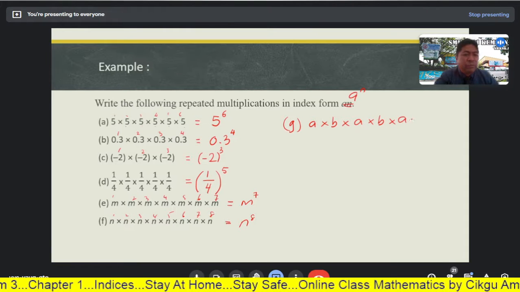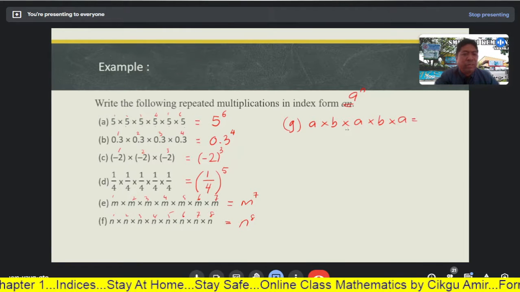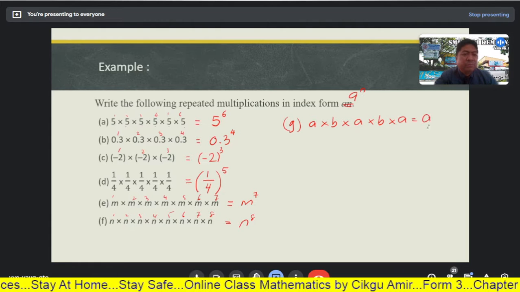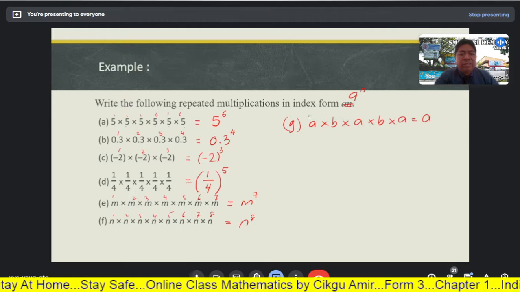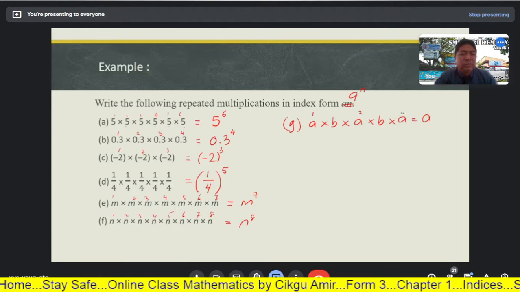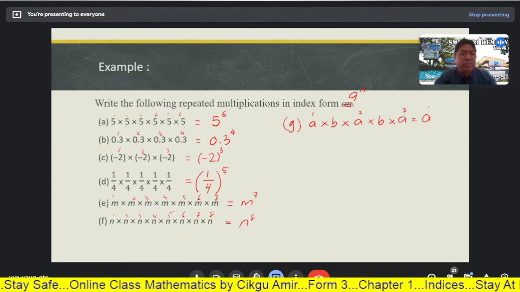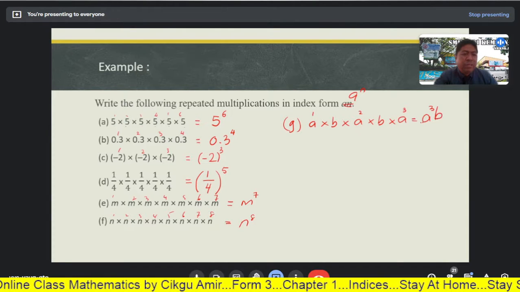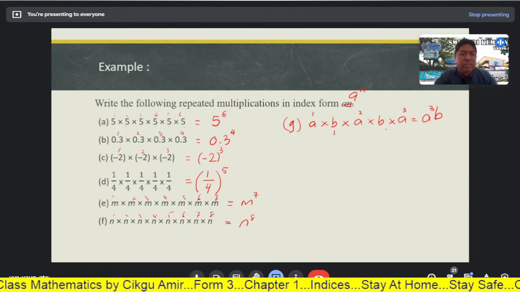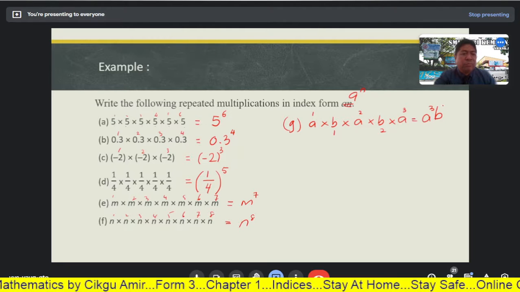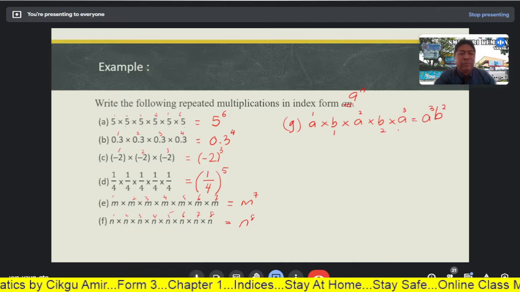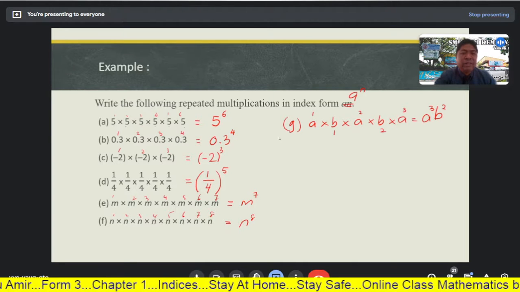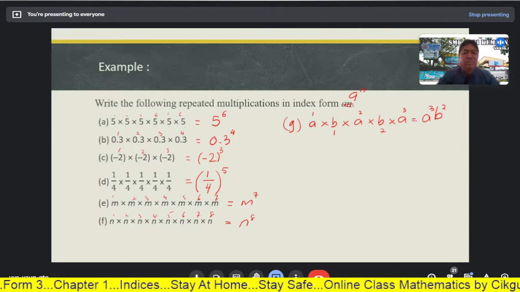So we have the base of A and the base of B. How many index of A? 1, 2, 3. So A to the power of 3. For B, the base B is 1, 2, so B to the power of 2. This is another topic of algebraic expression.